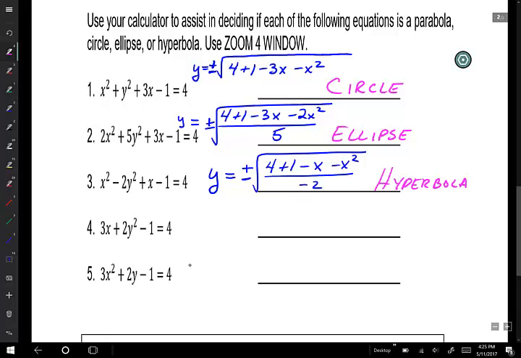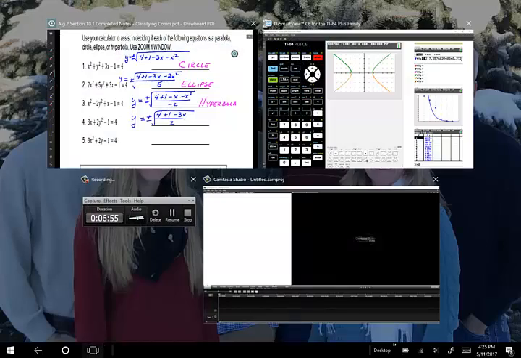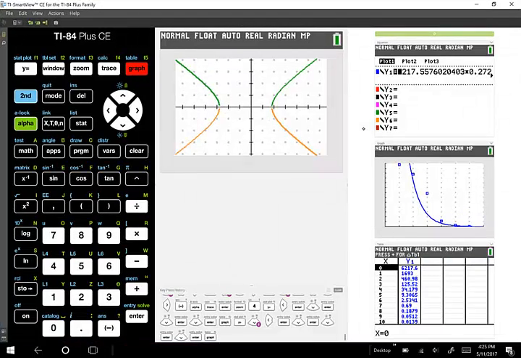Okay, let's take a look and solve our next one. Y equals, we have the 4 plus the 1 minus 3x, and we're dividing by 2. We're taking the square root of that with a plus or minus. So let's go back to our graph. 4 plus 1 minus 3x.